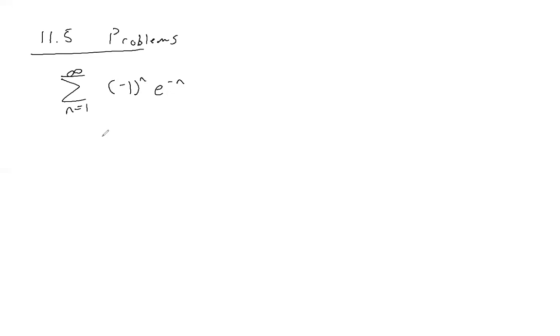So recall what I need for my alternating series test. I need to check my conditions, right? And what are my conditions? I need a_{n+1} less than or equal to a_n, and I need the limit of a_n to be equal to 0 as n goes to infinity.